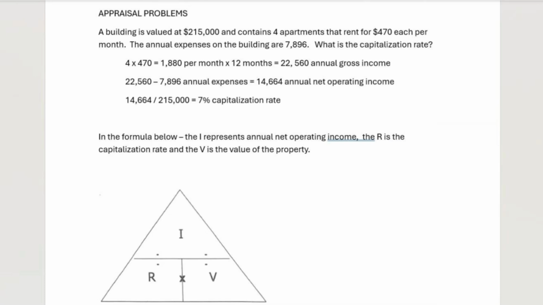That number still cannot go into the I, into your formula, because the I, again, is annual net operating income, which you get by deducting the annual expenses from your gross income. That will give you, with your $7,896 annual expenses, $14,664 annual net operating income. That is the number that can be inserted into the I. So now you have the $14,664 annual net operating income divided by the V, which is the $215,000 value on the property. That will give you a 7% cap rate.